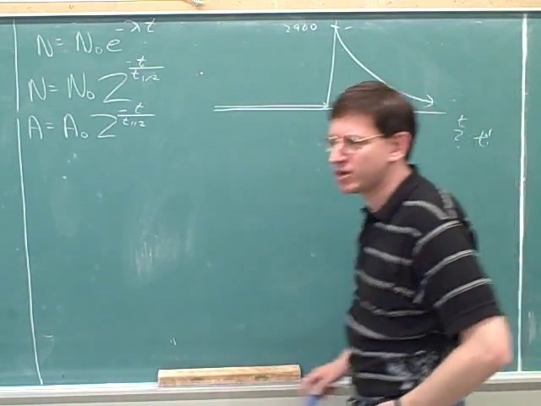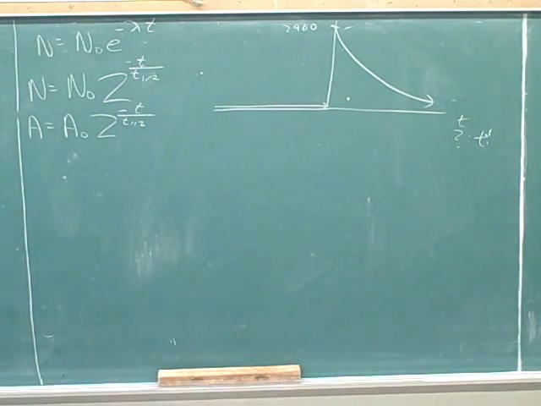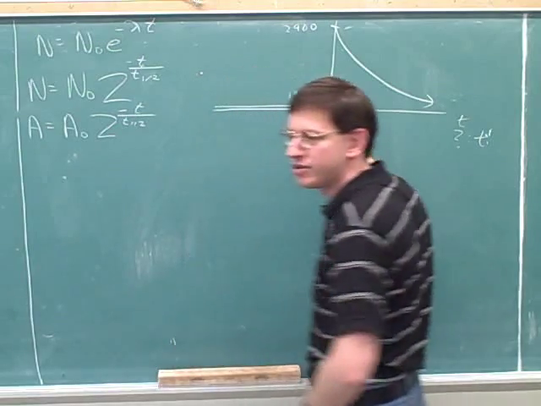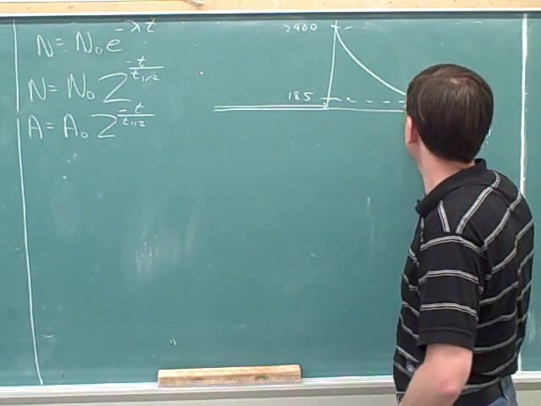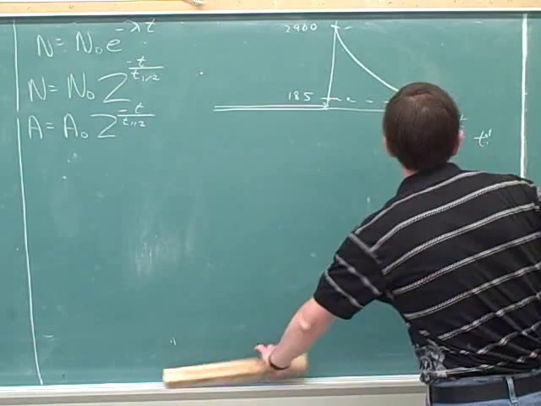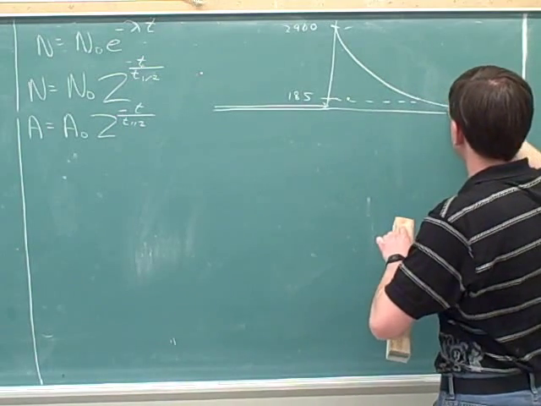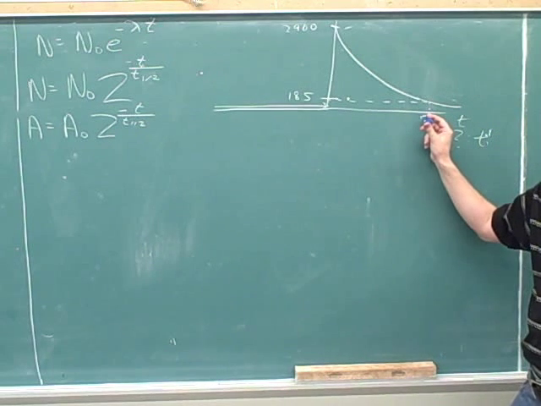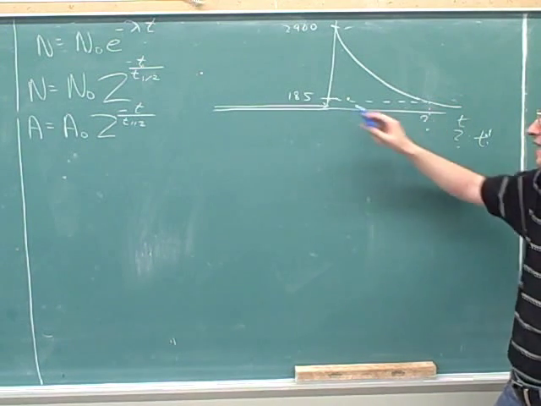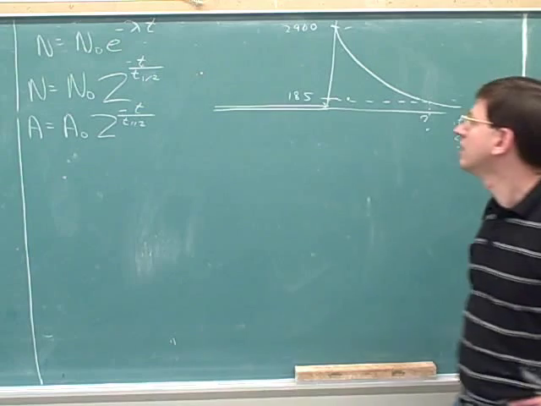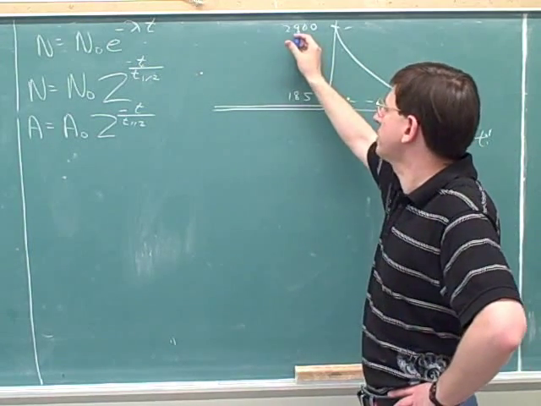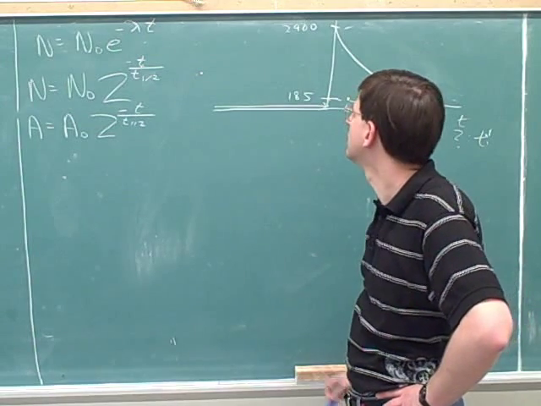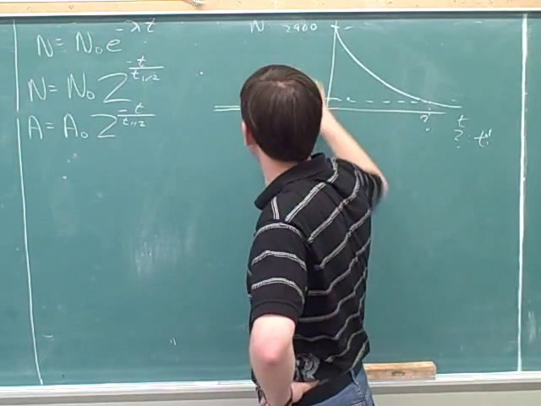And then what was the other number they gave us? 185. Which you can see is far lower. And in terms of this graph, what they want us to figure out is this point on the horizontal axis. They want to figure out how much time it takes to get down to 185. Now, what variable would we use for 2,900 and what variable would we use for 185? 2,900 is n. And 185?